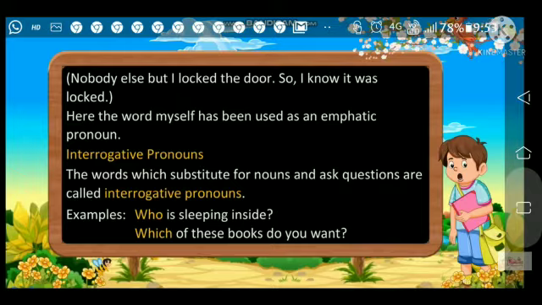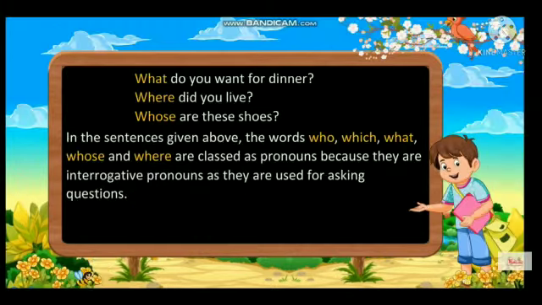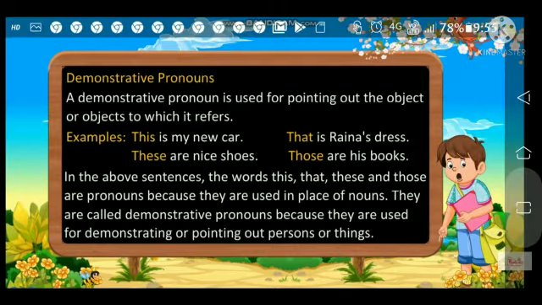See the examples. Who is sleeping inside? What do you want for dinner? Where did you live? So in these sentences, the words who, which, what, whose and where are classed as pronouns because they are interrogative pronouns, as they are used for asking questions. Now come to the next one. Now next is demonstrative pronouns. Demonstrative pronouns are used to point out the object or objects they indicate, like that, this, these, those.